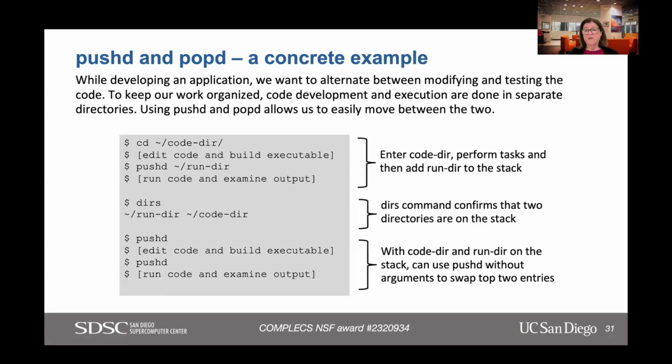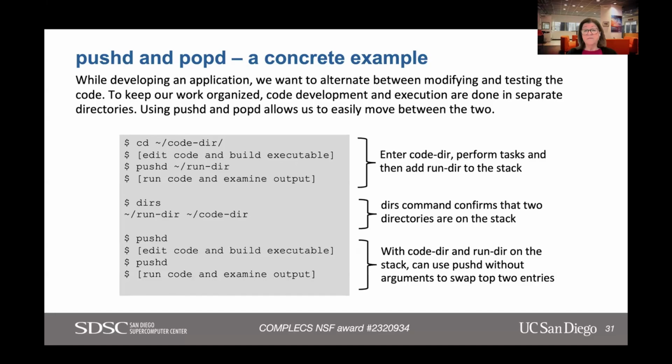So you get in there and play with everything, and then it starts to make a little more sense. While you're making an application, for example, here's a concrete example. We want to alternate between modifying and testing the code to keep our work organized. The code development and execution are done in separate directories, which is often a smart thing to do. Keep your code base in one directory and your output and testing in another one.